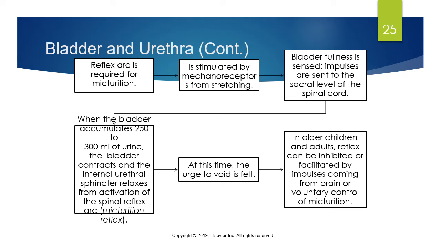So here you can see that when the bladder is stretched as it becomes full, that fullness is sensed and impulses go to the sacral level of the spinal cord. And then when the urine accumulates to between 250 to 300 milliliters, contraction occurs, and that's voiding.